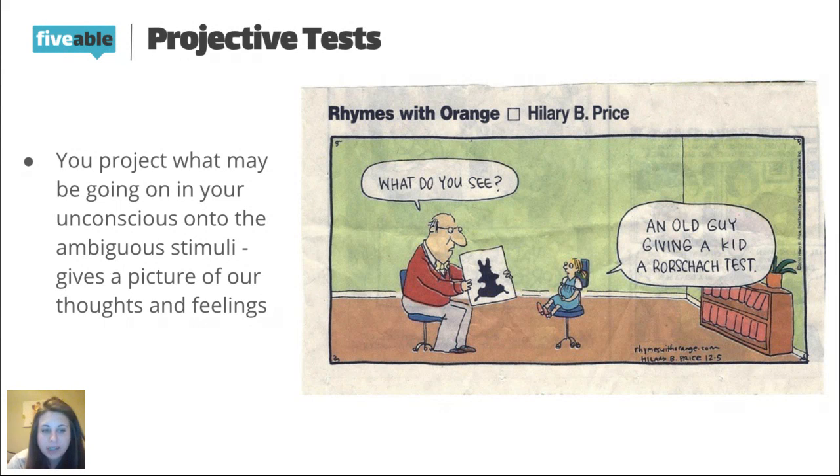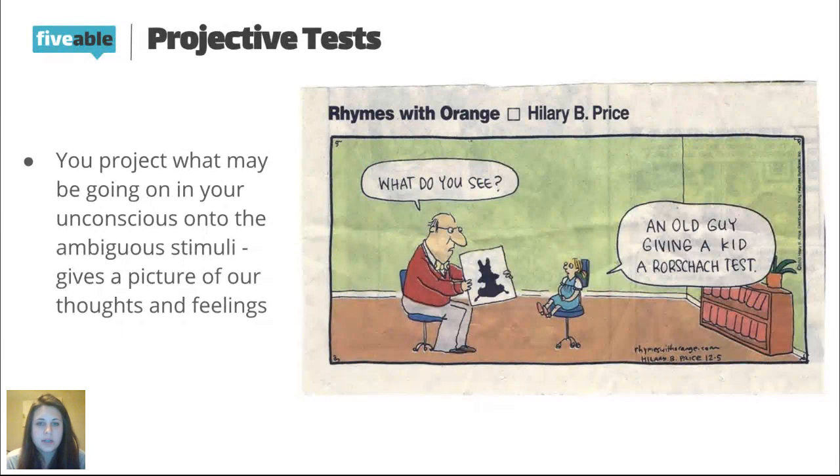All right, so projective tests. The theory here is that we project what may be going on in our unconscious mind onto an ambiguous stimulus. These tests are supposed to get at our inner thoughts and inner feelings based on how we respond to the stimulus. Some types of projective tests are the Rorschach Inkblot test and the Thematic Apperception test, and we'll talk about both of those more in depth as we go. If I'm using a projective test, I'm trying to get you to let me into your inner thoughts and feelings with this ambiguous stimulus.